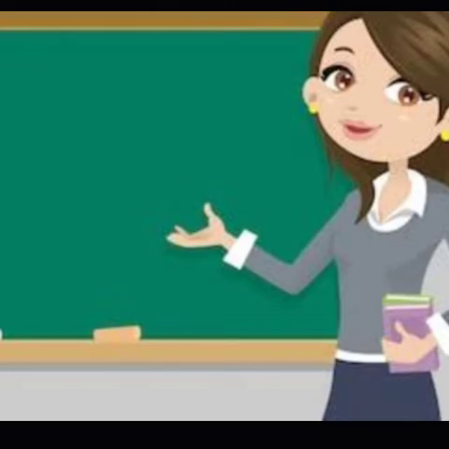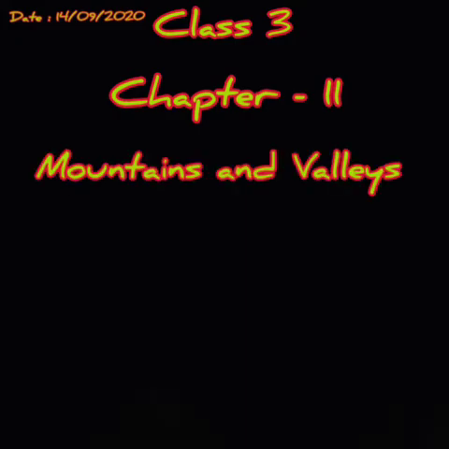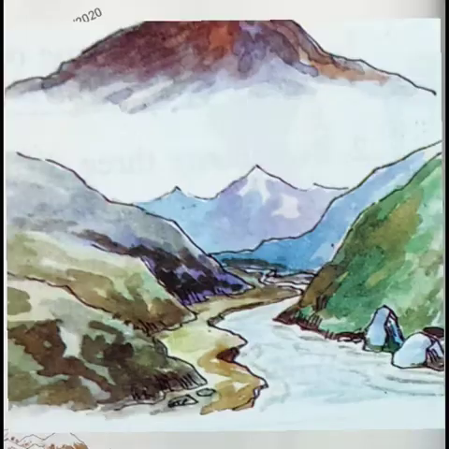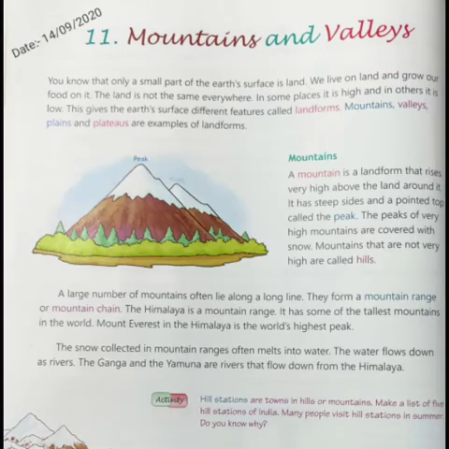So today we are going to read our next chapter, chapter number 11, Mountains and Valleys. As you know, only a small part of the earth's surface is land. We live on land and grow our food on it. The land is not the same everywhere. In some places it is high and in others it is low. This gives the Earth's surface different features called landforms. Mountains, valleys, plains, and plateaus are examples of landforms.